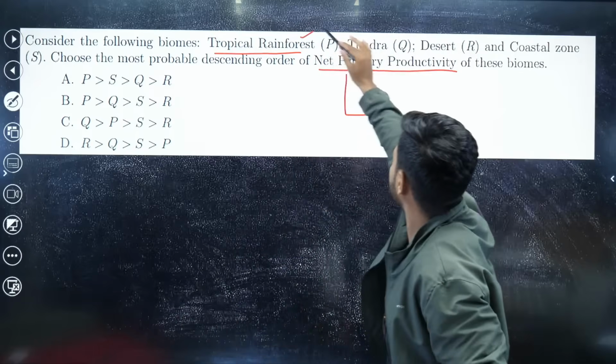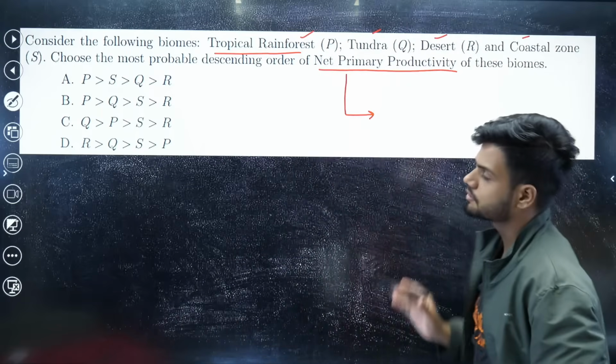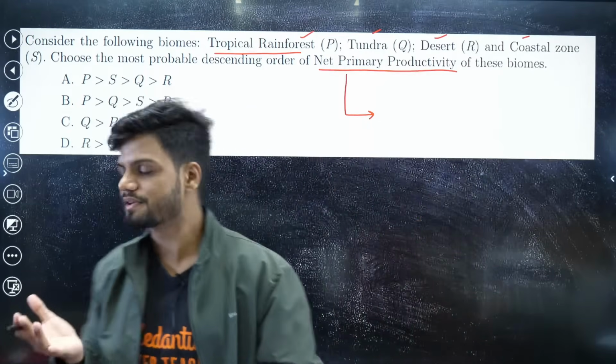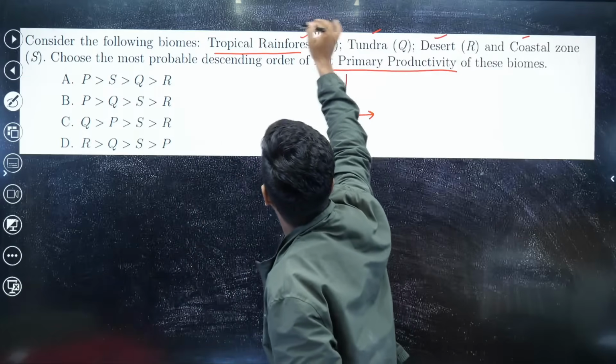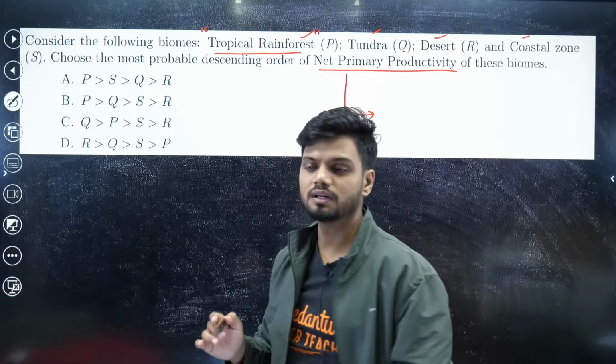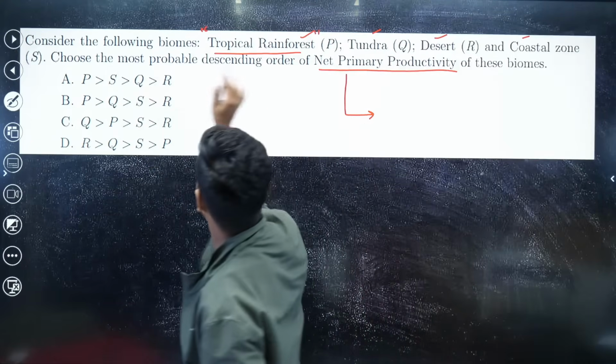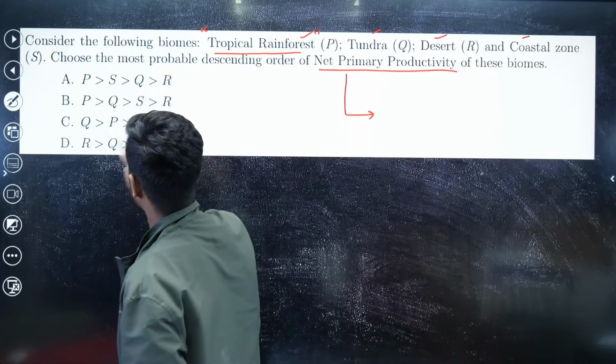Will it be in tropical, tundra, desert or coastal regions? Where will you have a higher number of plants? Obviously in the tropical rainforest, right? In the tropical rainforest you will have the highest number of plants. That is going to become first. So P is 1, so P should be first. So these two options are gone.